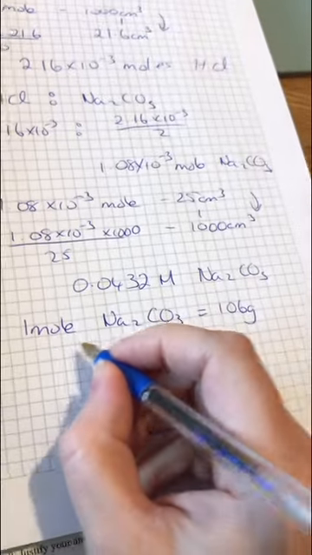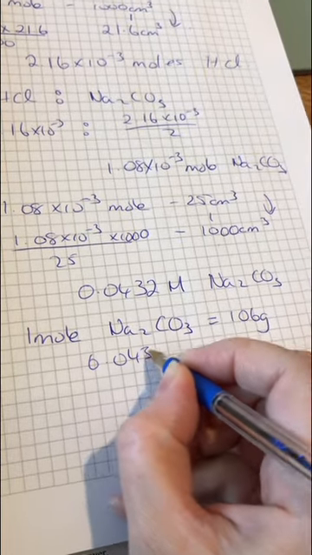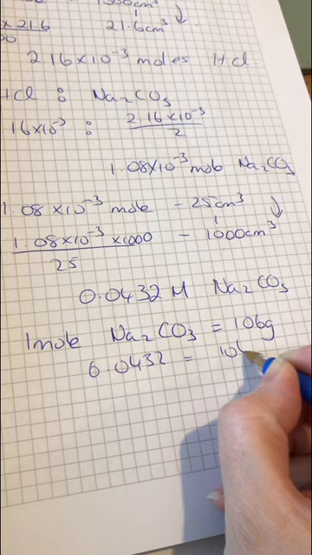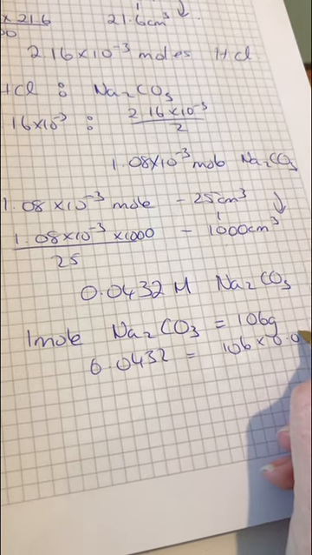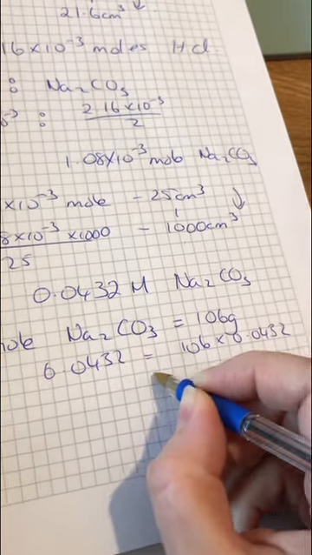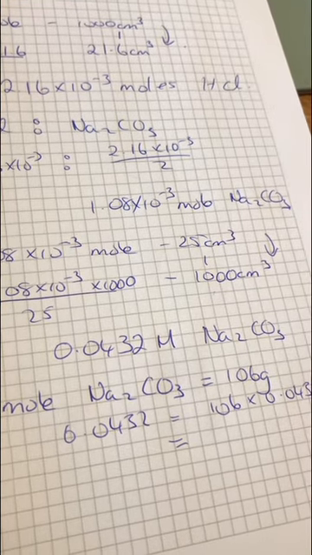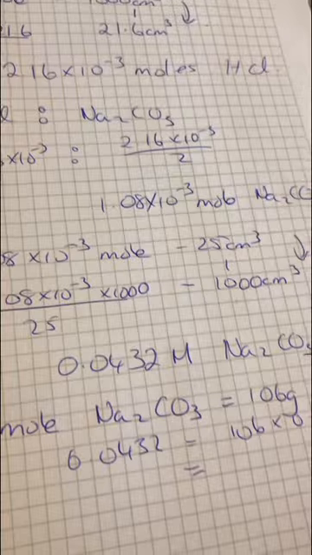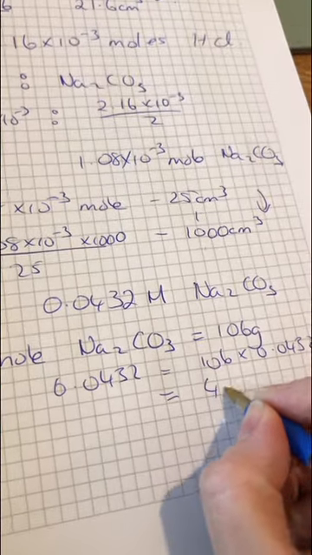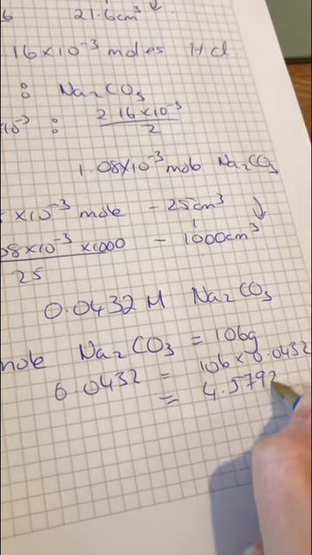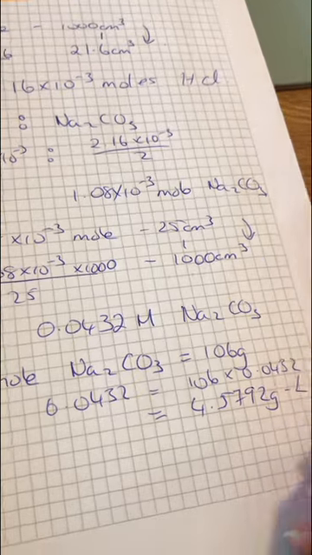You didn't have a mole, you only had 0.0432 moles. So that's 106, and you're multiplying by 0.0432. So in grams per litre then, you had 4.5792 grams in a litre.